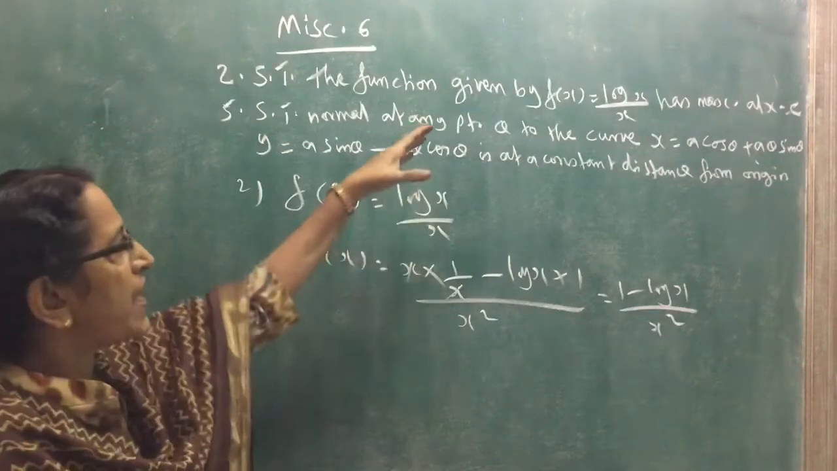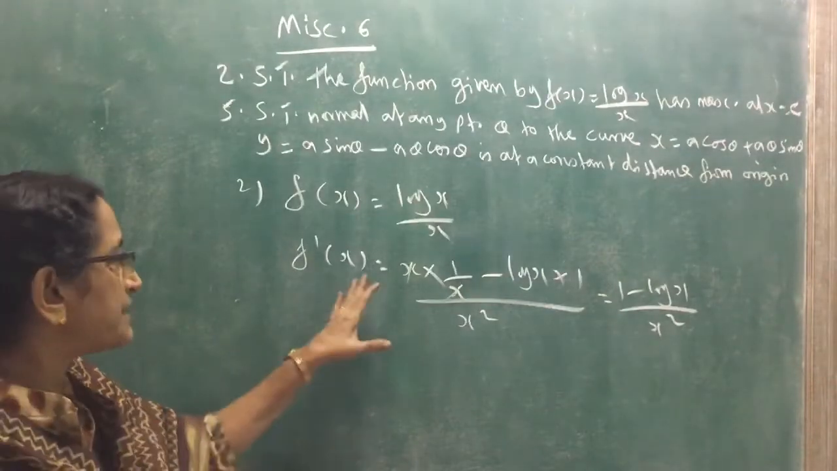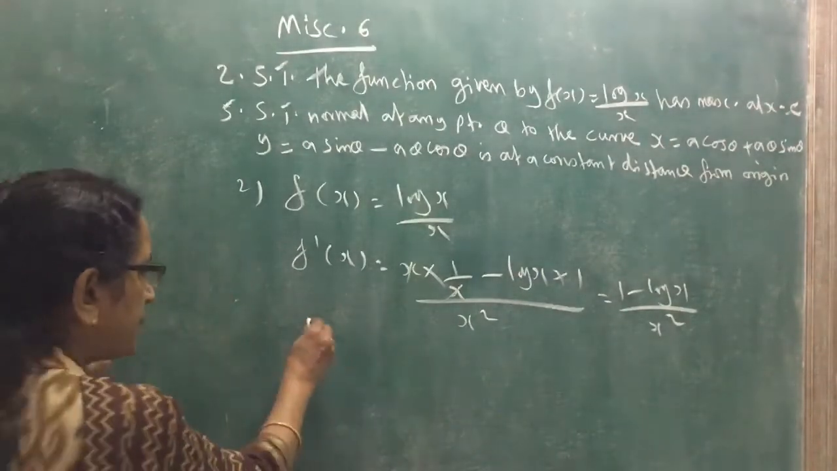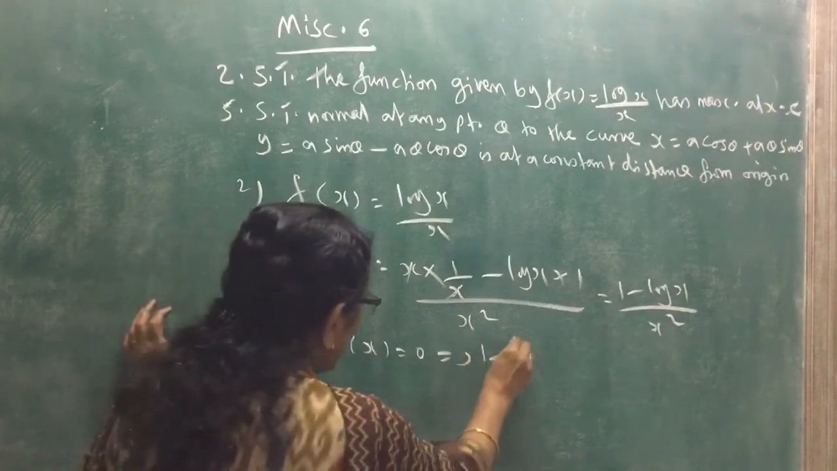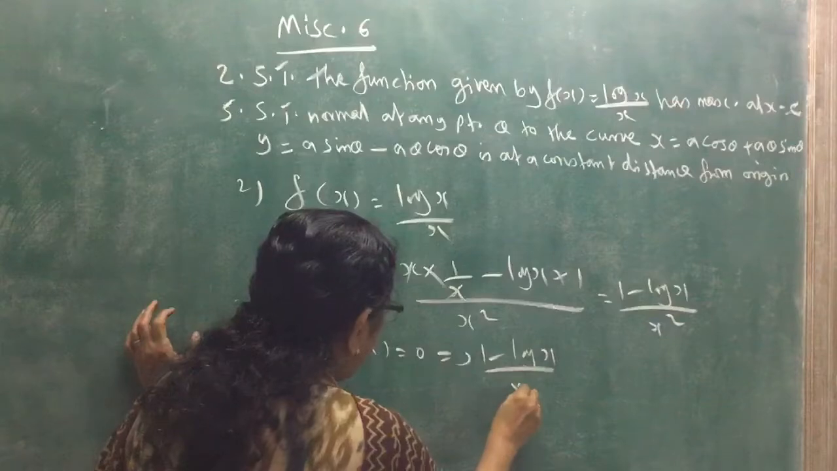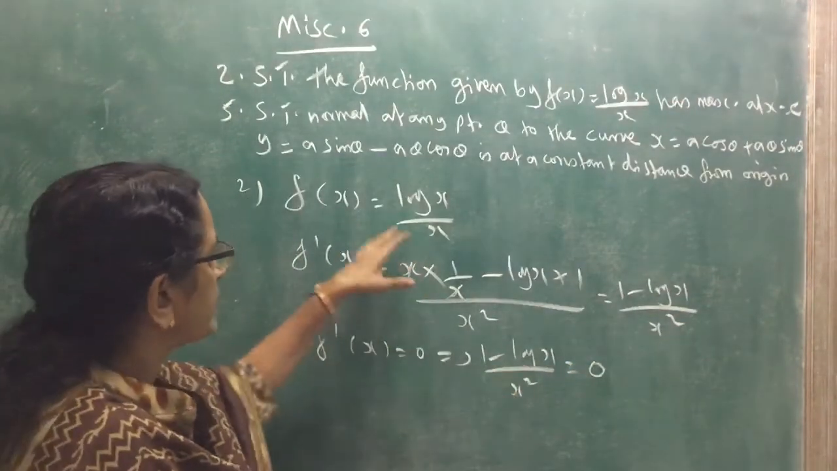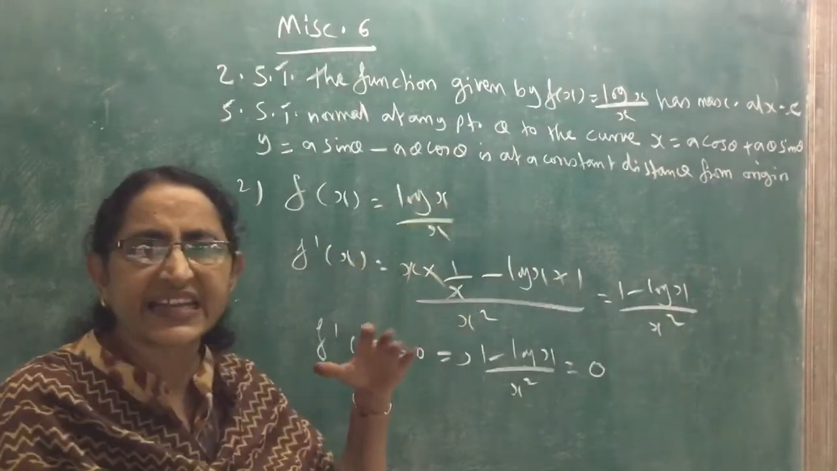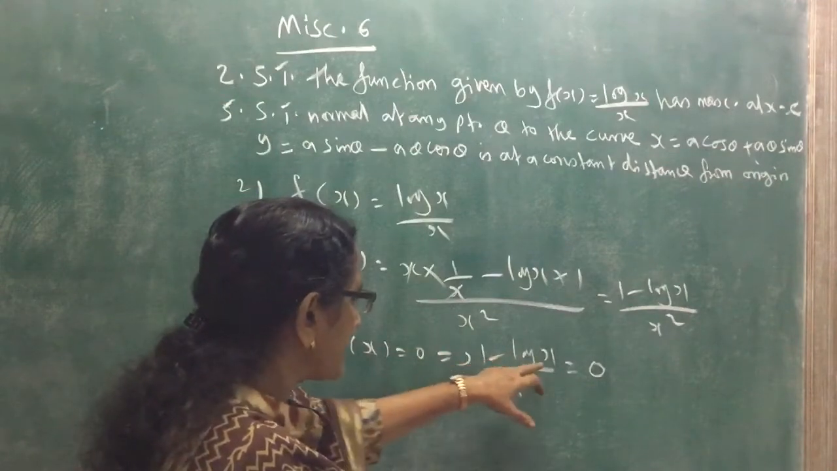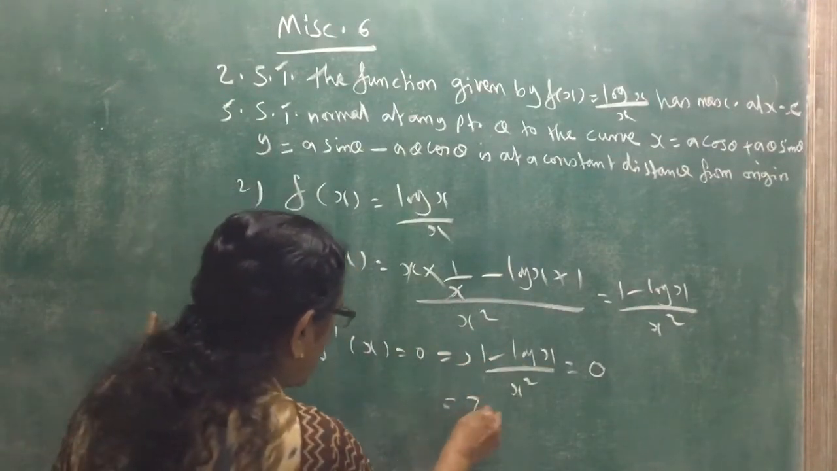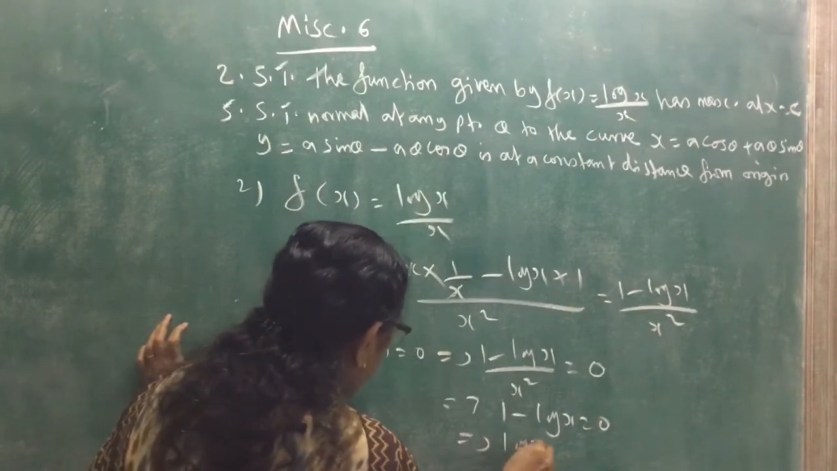And we know if the function has maximum value, then f dash x equal to 0. So we can write f dash x equal to 0 implies 1 minus log x divided by x square equal to 0. Here we know in the logarithmic function x will be greater than 0, so x is not equal to 0. Therefore the numerator 1 minus log x is equal to 0. That implies log x equal to 1.